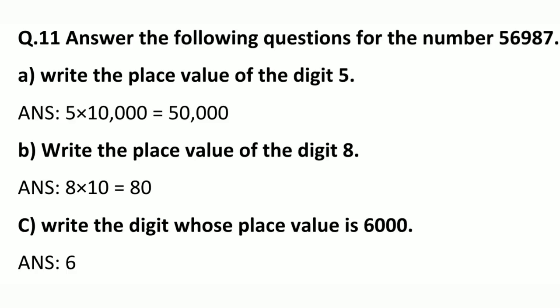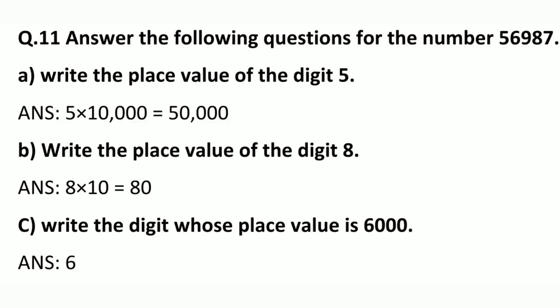Moving on to question number 11. Question number 11 says: answer the following questions for the number 56,987. A number is given over here and you have to answer the following questions. The first part of the question is: write the place value of the digit 5. If you look carefully at the number 56987, the 5 is in the 10,000 place. For finding the place value, you have to multiply the face value by the place. The face value of 5 is 5.